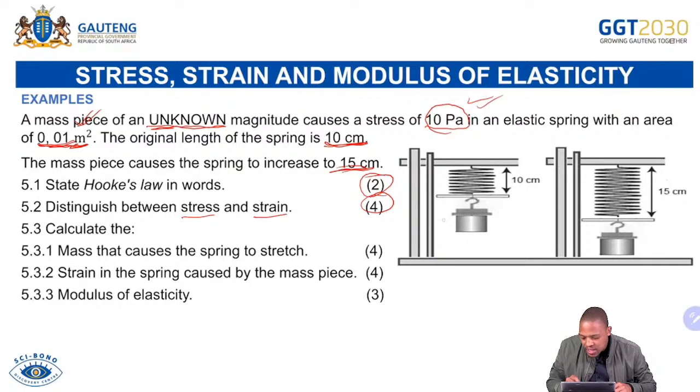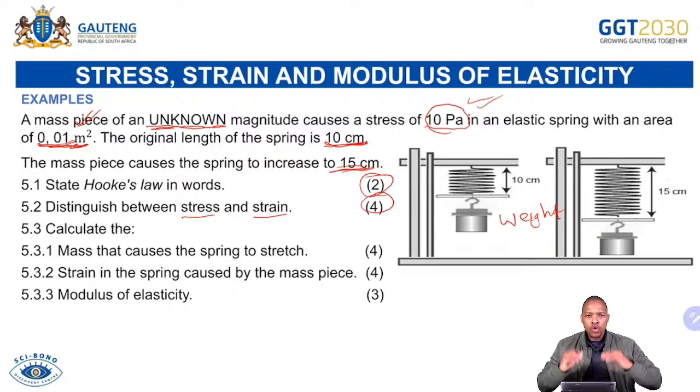What is pulling this spring down is the weight of this object. It is the weight of this mass piece. And weight has something to do with mass. It's the product of the mass and the gravitational acceleration. So with that idea, I can go through the calculation and be able to calculate the mass. And how can I do that? I can simply start by saying, let's calculate the force first, because I am given the stress. So stress is equal to force over the area.